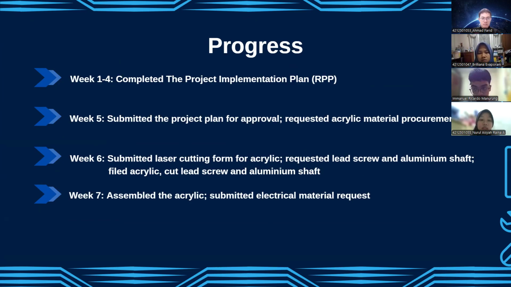This was followed by the submission of forms for lead screw and aluminum shaft materials. We filled the acrylic and cut the lead screw and aluminum shaft according to the design. And in the 7th week, we assembled the acrylic to form the machine base. This was followed by the submission of forms for electrical BHP. Next.